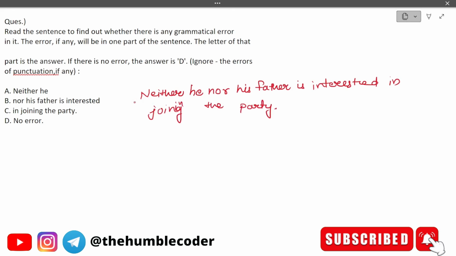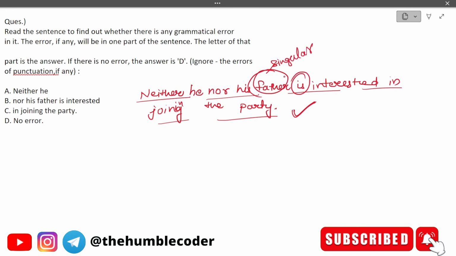Now let's read it. Neither he nor his father is interested in joining the party. This seems correct to me, because here we have father. Father is singular, so we can use "is". This is the correct usage in this case. Since we have not found any error, the answer for this question is option D, which is no error.